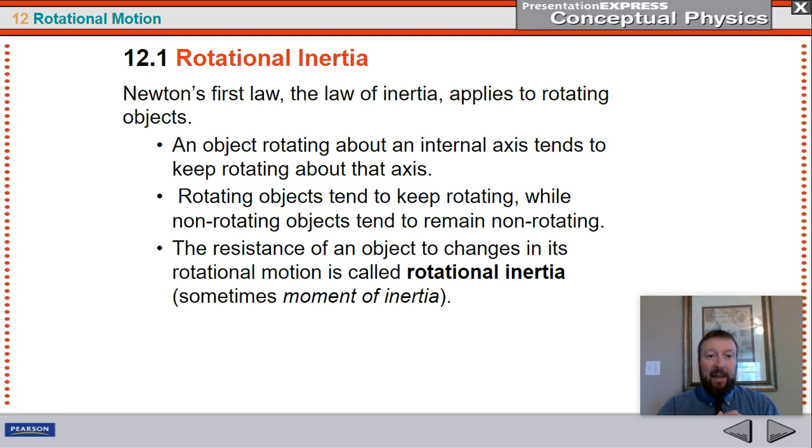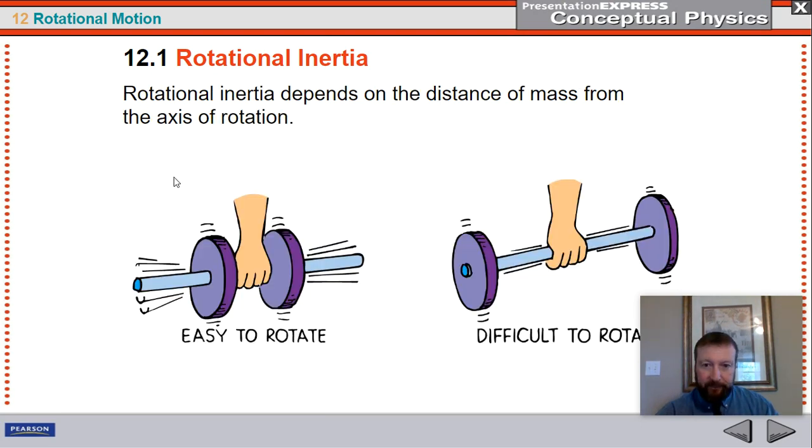And it's the idea that a body that's not rolling doesn't want to, or a body that is rolling already is going to want to continue rolling. And that's basically just adding the idea of inertia into the fact of something that's moving in a circle or rolling in this case. Now, rotational inertia depends on how far the mass is away from the axis.